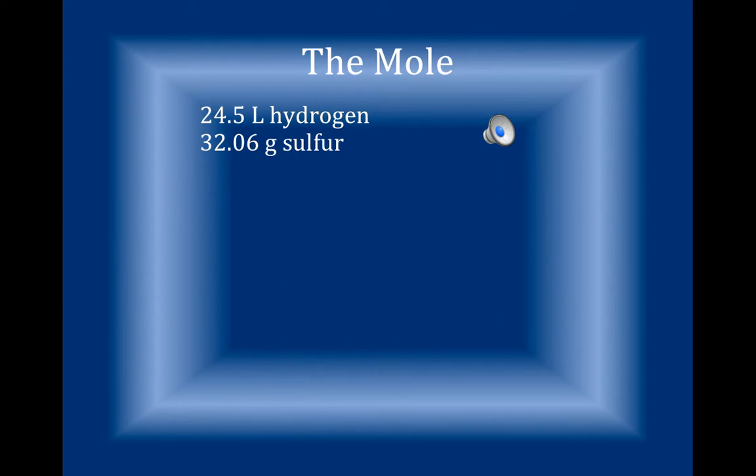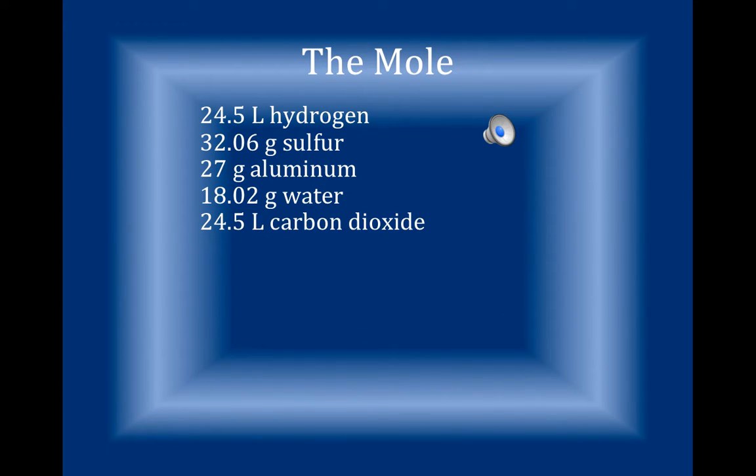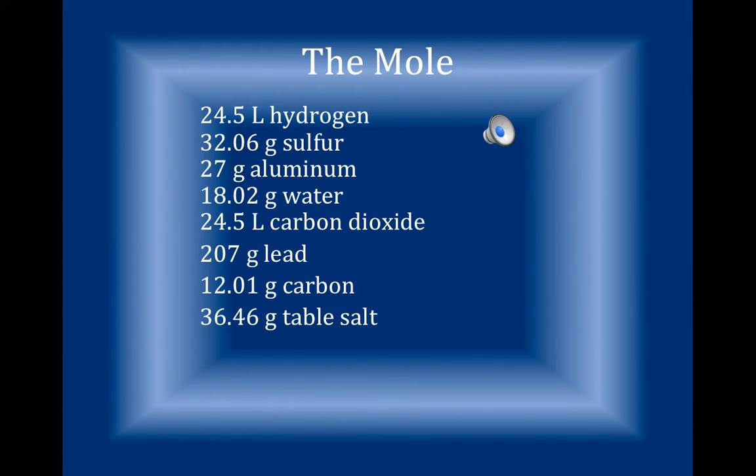Not all that packed. So 24.5 liters of hydrogen, 32.06 grams of sulfur, 27 grams of aluminum, 18.02 grams of water, 24.5 liters of carbon dioxide. You can say, gee, I've seen that number before. 207 grams of lead, 12.01 grams of carbon, 36.46 grams of table salt or sodium chloride, and 180.18 grams of glucose.